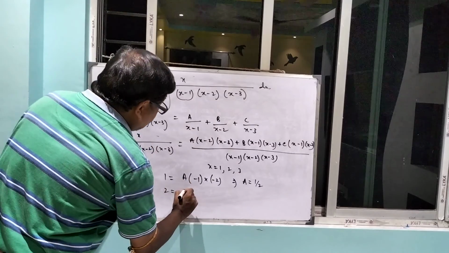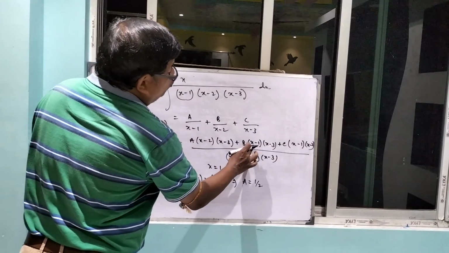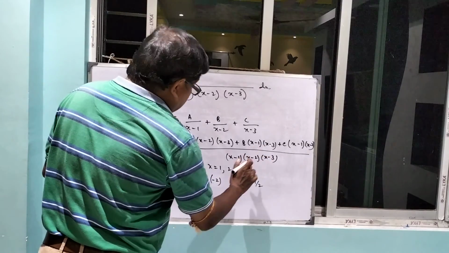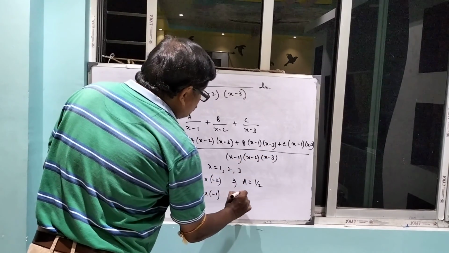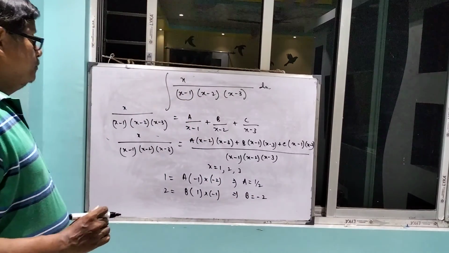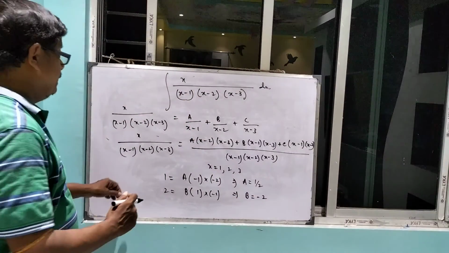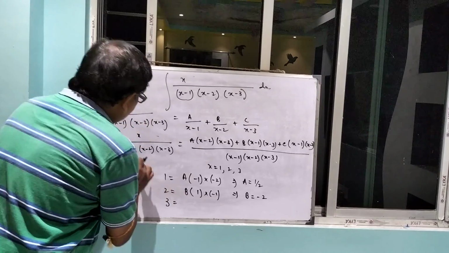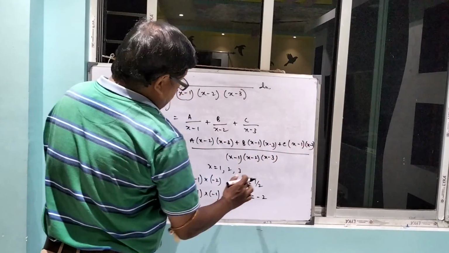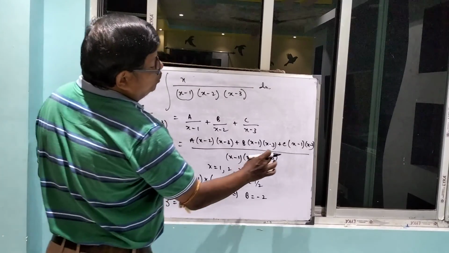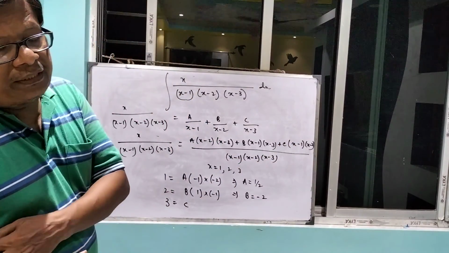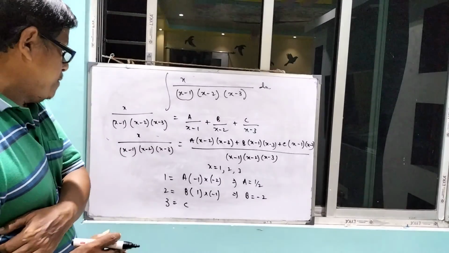And b: write b into 2 minus 1, 1 into 2 minus 3, minus 1. So we are getting b equal to minus 2. Okay, and c: put x equal to 3. So this part is 0, this part is 0. So c into 3 minus 1, that is 2, and x, that is 3 minus 2, 1.